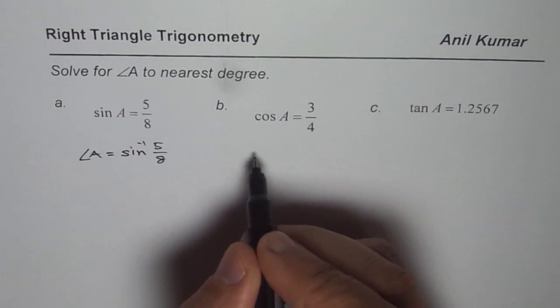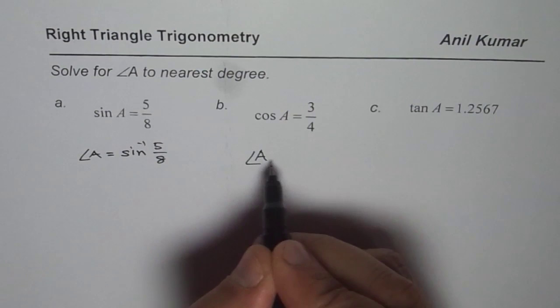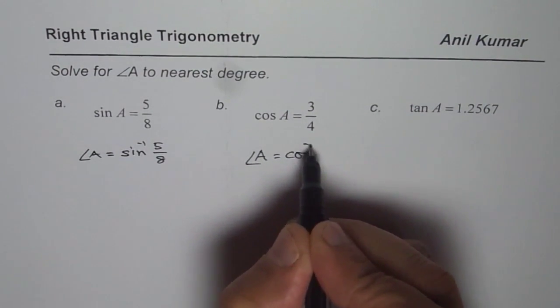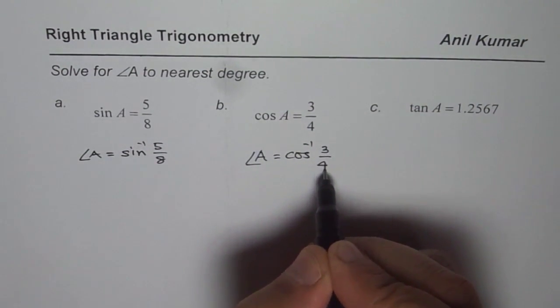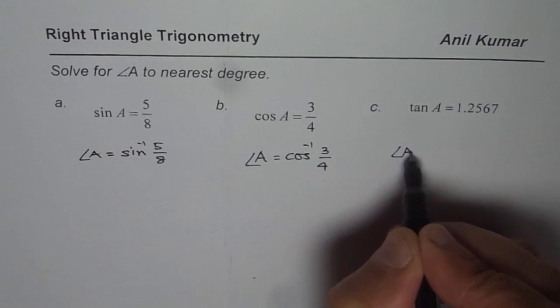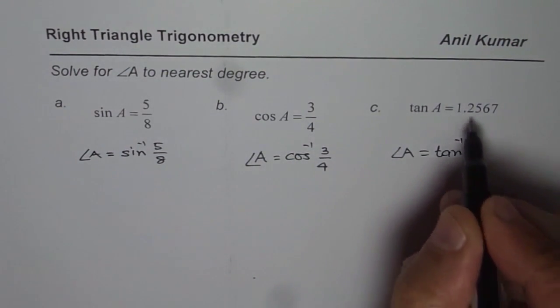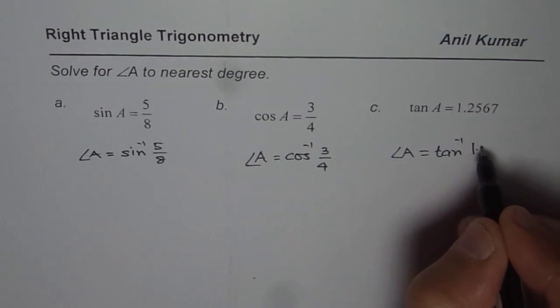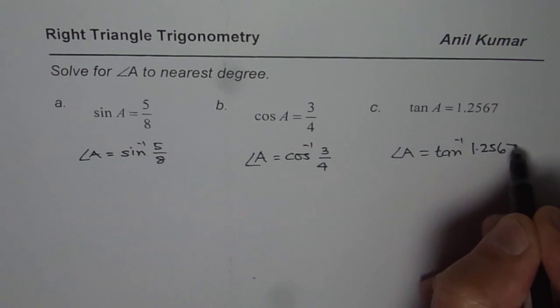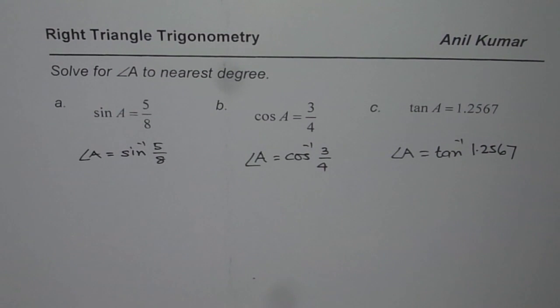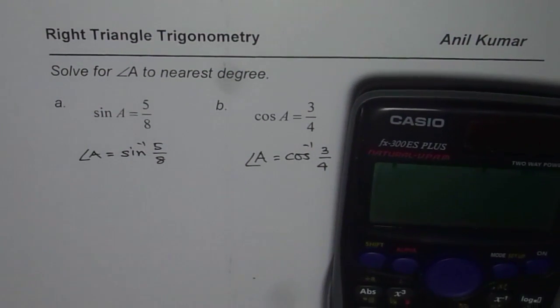Now for cosine, we do just a similar thing. So angle A equals cos inverse of 3 over 4, and because it is tan A, angle A will be tan inverse of 1.2567. Now you can always use the calculator, rather you have to use it, and then find the answer.